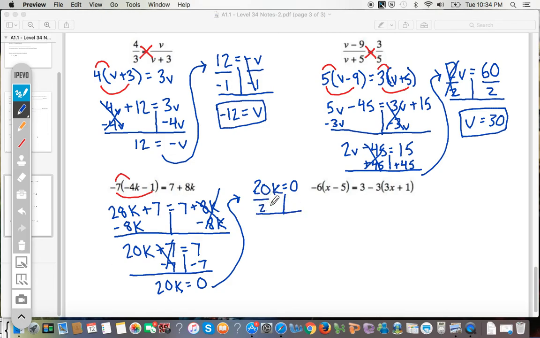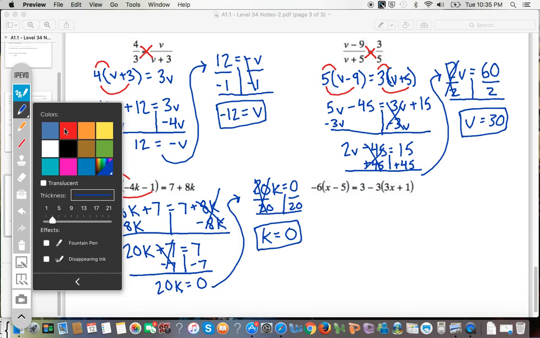Divide by 20 on this side. Divide by 20 on the other side. So I get k equals 0 divided by 20. So what's 0 divided by 20? 0. So that's our final answer, or our solution. Okay. Alright, let's take a look at this next one. Last one. Almost there.